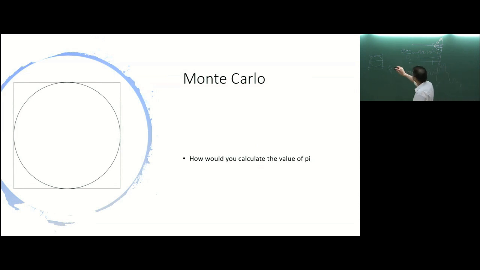So this is the simplest example, but I'll go a little bit more on this one. You want to integrate a function f of x dx between a and b, right? How can you integrate it using the Monte Carlo method?